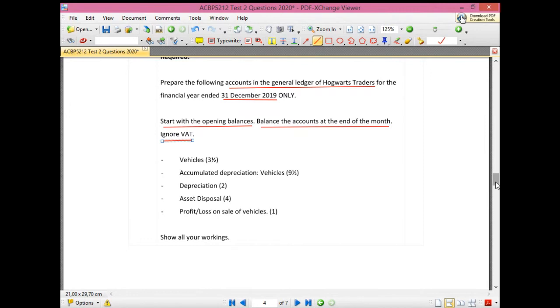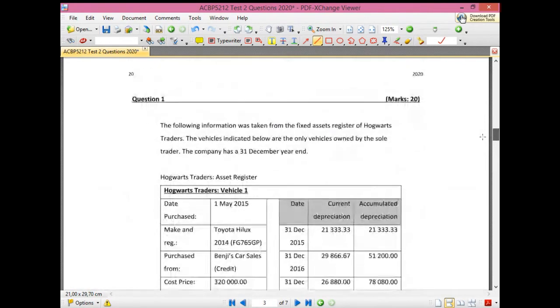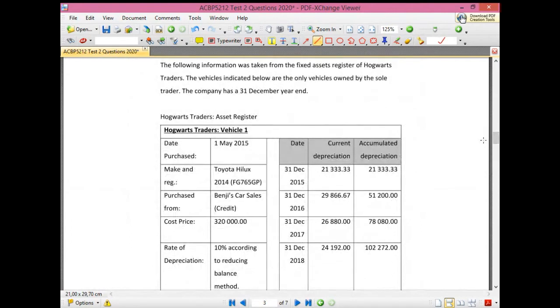Okay, so let's see what other information they have provided to us. If we go back to the front of the question, they tell you the following information was taken from your fixed asset registers. Now remember, your fixed asset register shows when you purchased a vehicle or an asset, what date you purchased it at, what was the original cost of it.